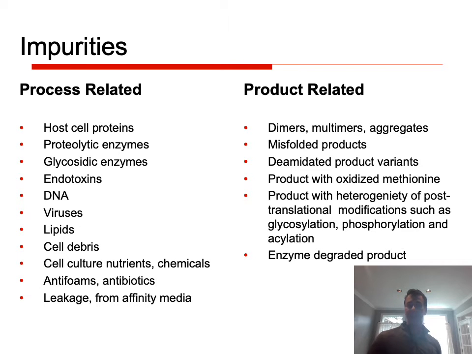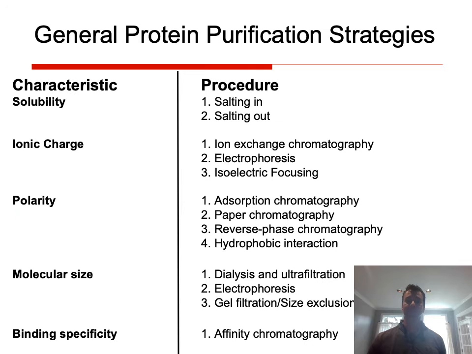The product itself, the protein itself, can form dimers, sometimes multimers, and can form aggregates, so you need to be worried about that. Sometimes they can misfold. You can get deamidation products. You can get other chemistry occurring like oxidation of methionine. You can also have some heterogeneity in your product, so some portions of your protein may be post-translationally modified. The enzyme can get degraded, as we've talked about. So there are all these challenges that you have to deal with when you're purifying a protein.